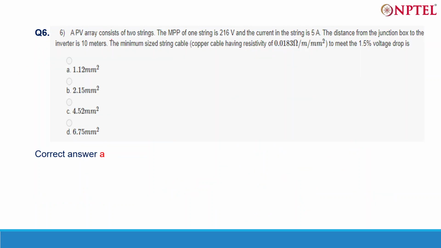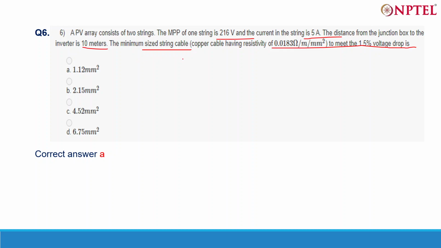Now the PV array consists of two strings. Okay, so two strings are there. MPP of one string is 216. The current in one string is 5 ampere. The distance from the junction box to the inverter is 10 meters, and the minimum string size cable is this to meet the 1% voltage drop. So what do you say? Let me solve this question for you also. So see, try to see how I am solving this question.